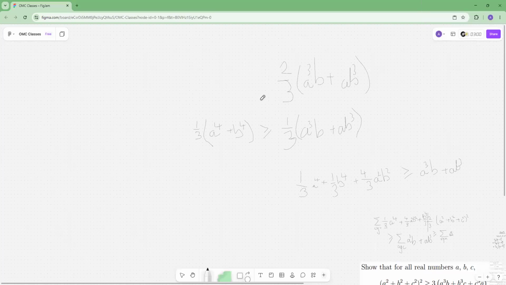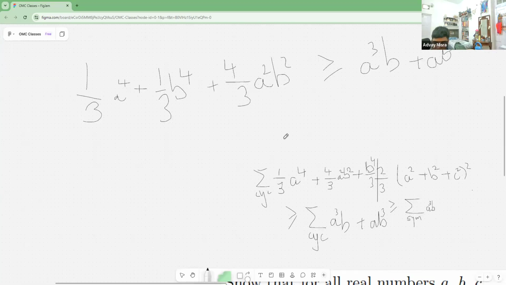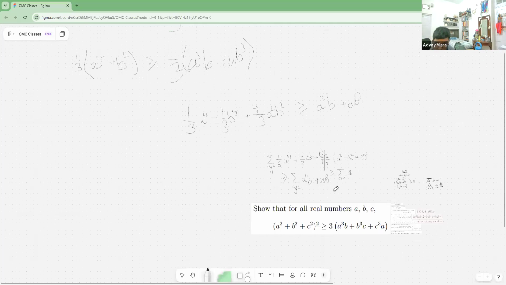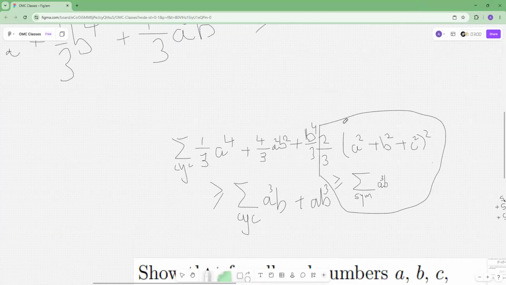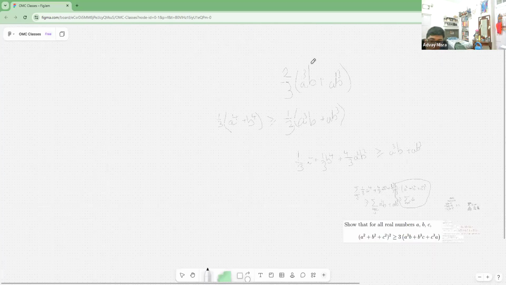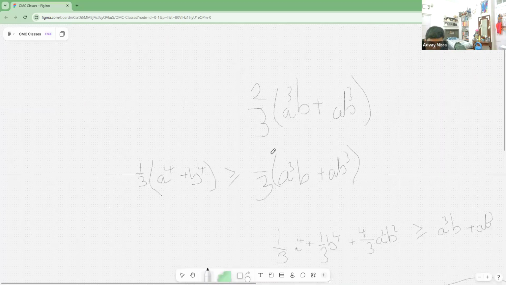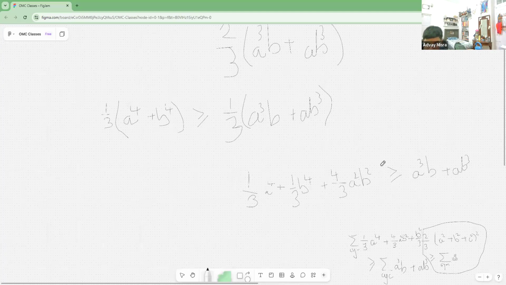Can you show the problem once? I just joined. Okay, yeah, so the problem we are discussing right now is to prove this thing: 2/3 of (a square plus b square plus c square) whole square is greater than or equal to the symmetric sum of a cube b. So right now we are looking at this two variable inequality. If this is true, then we can just cyclically sum this and we would get our desired inequality.